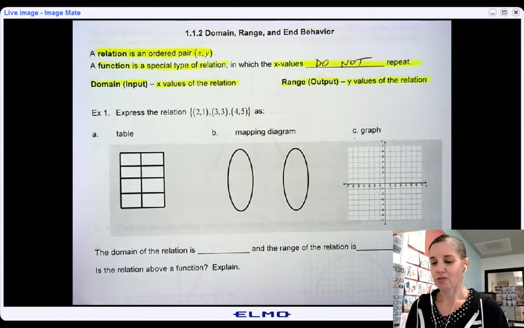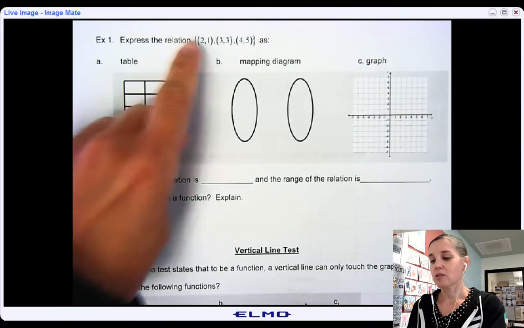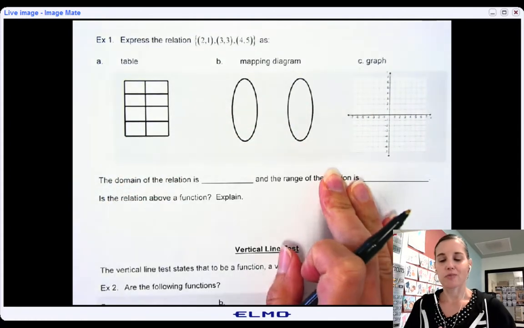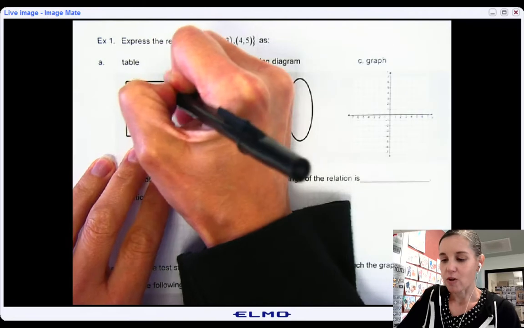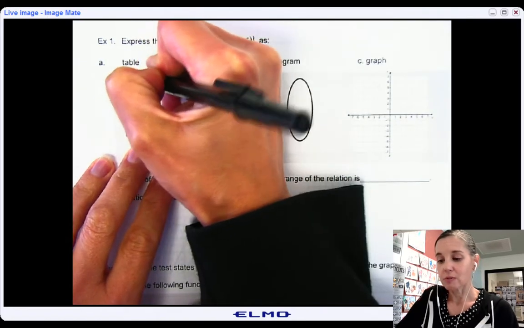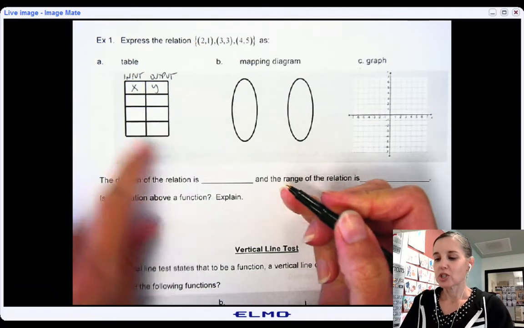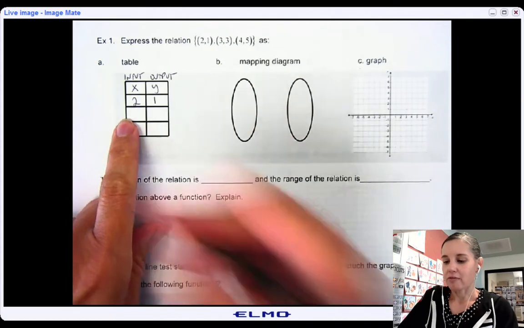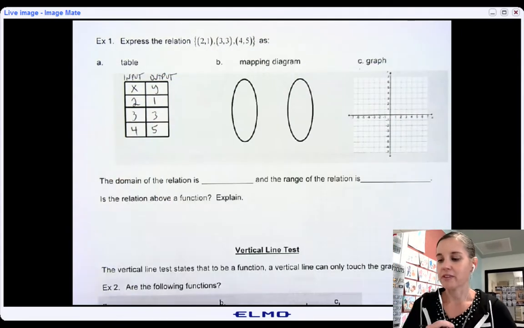So let's go through some of these things. For number one, you're given the relation (2, 1), (3, 3), and (4, 5), and they want you to express it three different ways. In our table, this could be your x and y, or you can also say these are your inputs and these are your outputs. The first one, (2, 1): your input is 2, the output is 1. Then you have (3, 3), and then finally (4, 5).